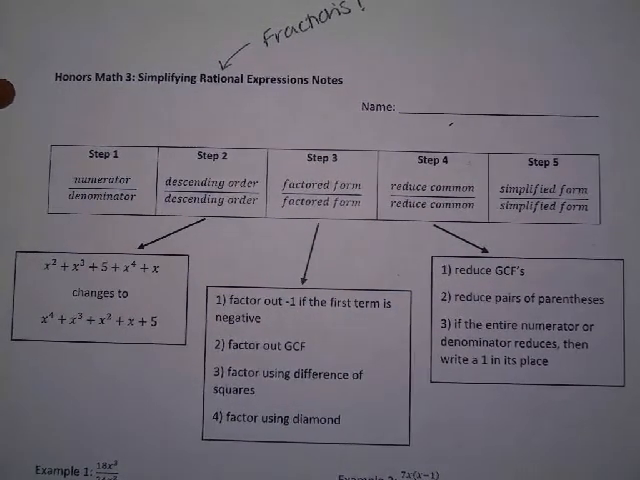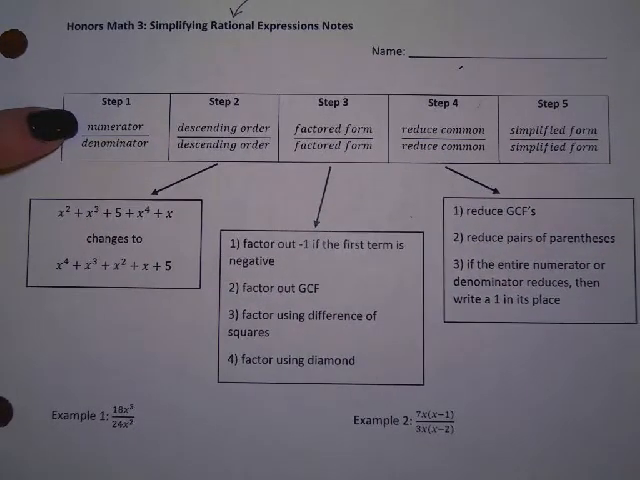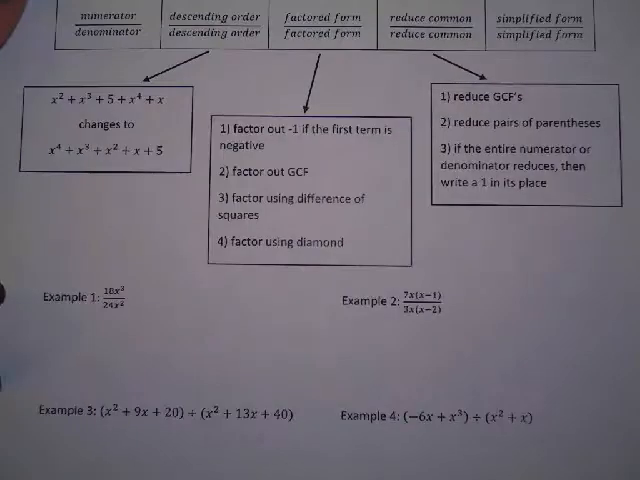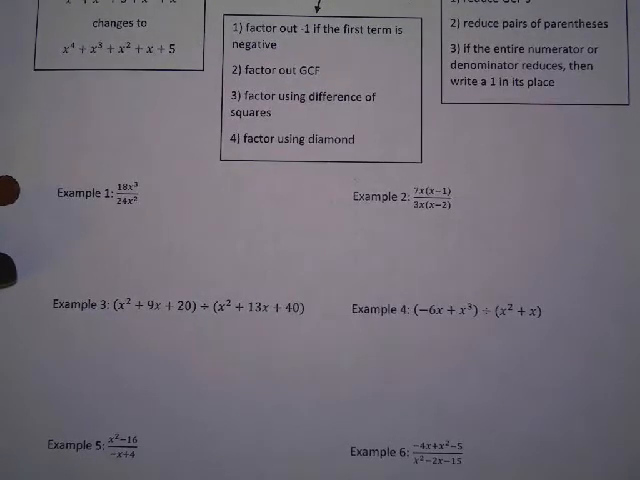You're welcome. All right, so the first step for a rational expression is to write it like a rational expression. So if you look at example 1 and 2, those are already written that way. But if you look at example 3 and 4, they are not written as fractions. So our first step would be to write them as fractions.